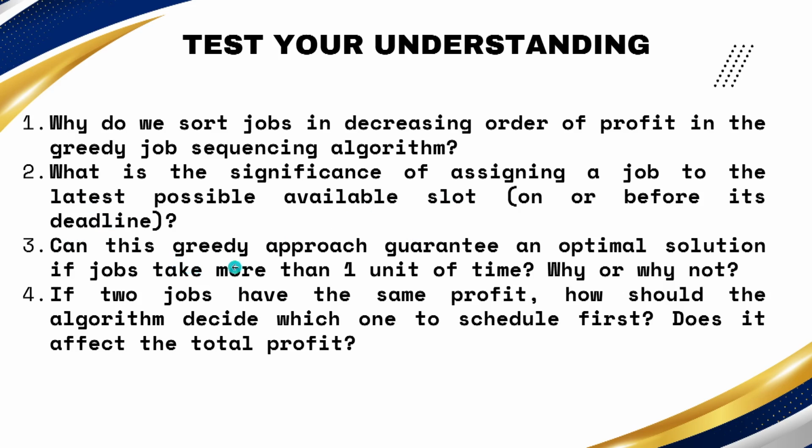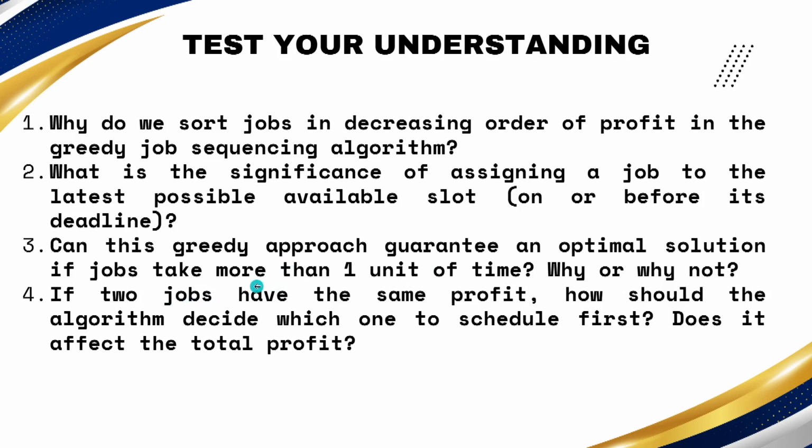The third question is, can this greedy approach guarantee an optimal solution if jobs take more than 1 unit of time, why or why not? So this greedy approach cannot guarantee an optimal solution if we remove this assumption. Only if this assumption holds can we make use of this greedy approach to solve this particular class of problem. And the fourth question is, if two jobs have the same profit, how should the algorithm decide which one to schedule first? Does it affect the total profit?